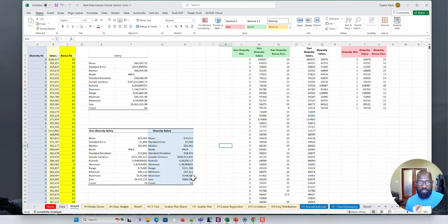Again, when we look at the range of the salaries, we can clearly see that the range for the diversity hires is a difference of $100,000 versus $74,000 for those who are not diversity hires. The min and max value is also different. Clearly, you can see that the minimum value for diversity hire and the maximum value for diversity hire is higher than that individual who is not a diversity hire.